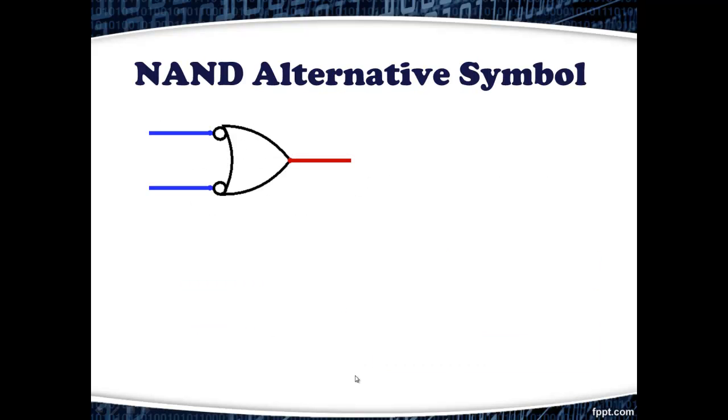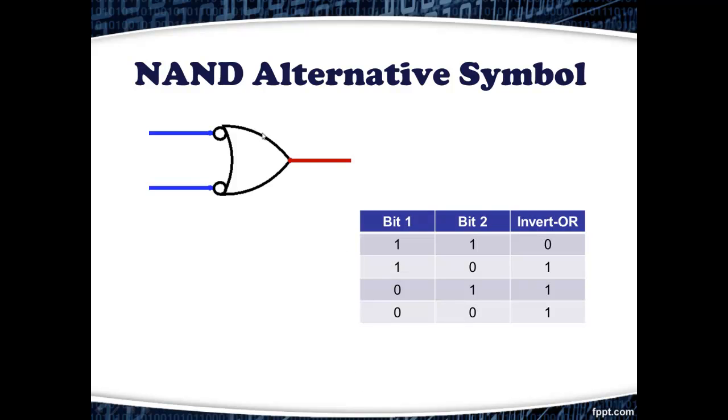An alternative symbol that's often used for the NAND looks like this, which looks like a combination of an OR gate and some bubbles here where the inputs come in. This symbol is often called invert OR. This symbol is an alternative to the NAND gate and implements the same functionality. They are often used interchangeably.